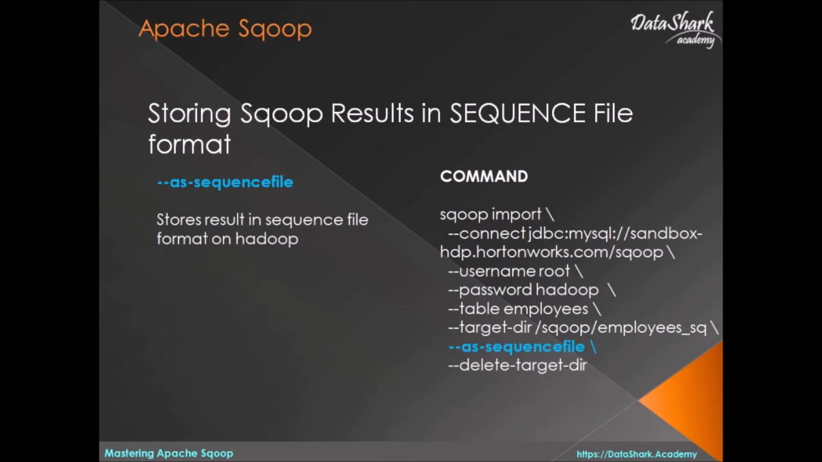In the previous lesson, we tried to import the data into text format as well as Avro format. Now the third type of format that is supported by Sqoop is sequence file format. And this is also a binary format. So this is also optimized for space as well as retrieval speed.